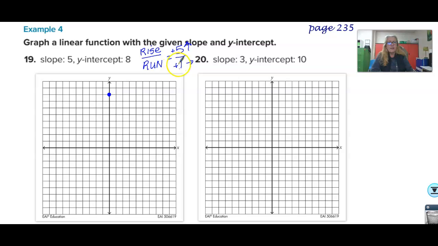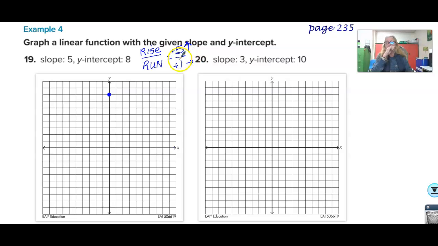If you can't remember that, think about it. Aren't all the positive numbers to the right? Aren't all the positive numbers up? Up and right are always positive. Down and left are always negative. But this is a positive slope. We expect it to go up and right, all right?